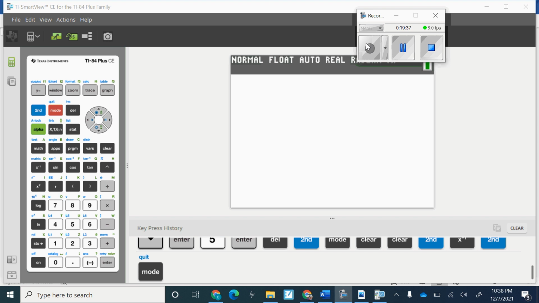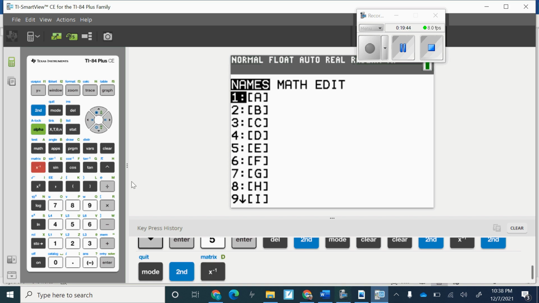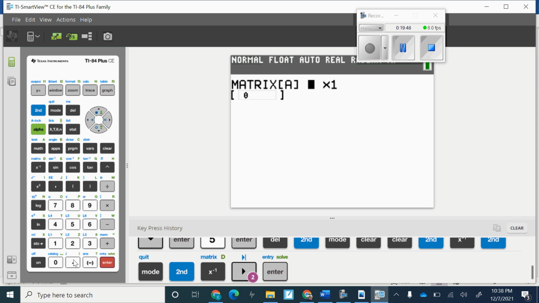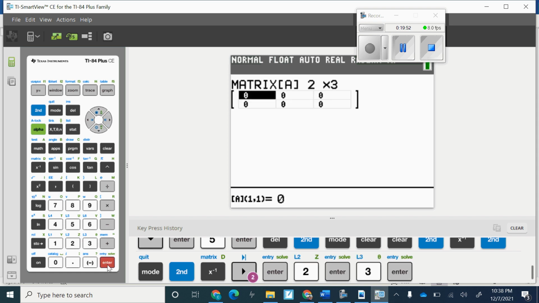Okay, so to get these in your graphing calculator, you have a matrix button here. We're going to hit second, matrix, and then go over to edit. And again, this is a 2 by 3, so I'm going to hit 2, enter, 3, enter. If it was a system of 3, it would be a 3 by 4, okay?